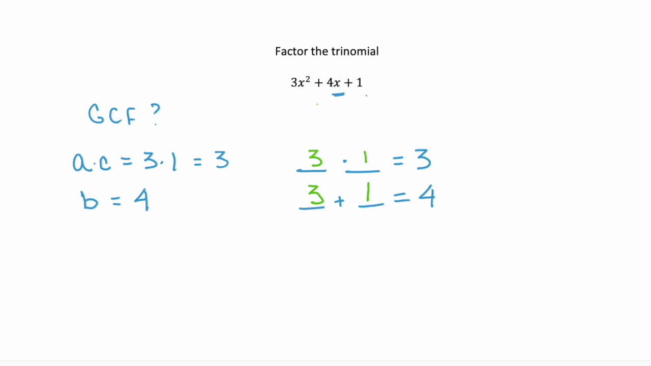So remember, we're using these two numbers to rewrite this middle term of 4x. So 4x is now going to be composed of 3x plus 1x. And the other terms stay the same, 3x squared and a 1. So now we have 4 terms because we rewrote that middle term. And remember, 4 terms you want to group.